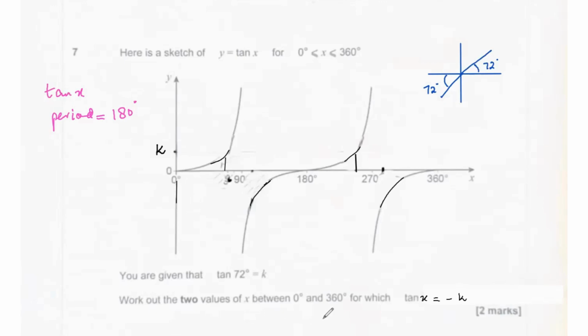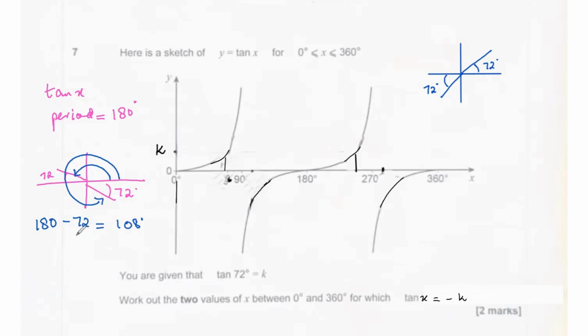So now to figure out the values of x between 0 and 360 when tan x is negative k, with 72 we're getting positive k. So for negative k, that means the angle is going to be in the second quadrant and in the last quadrant, because that's where tan is negative. So what we'll do is, one value of the angle is going to be 180 minus 72, and that gives us 108. And the other will be 360 minus 72, which is 288. So these are the two angles between 0 and 360 where tan x is negative k.